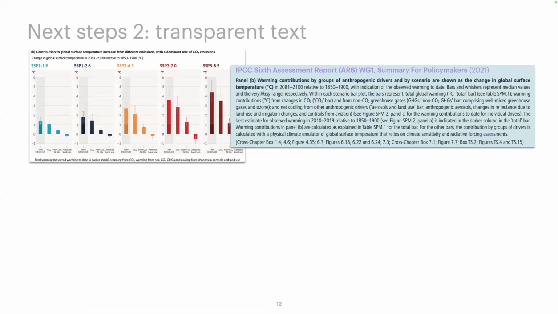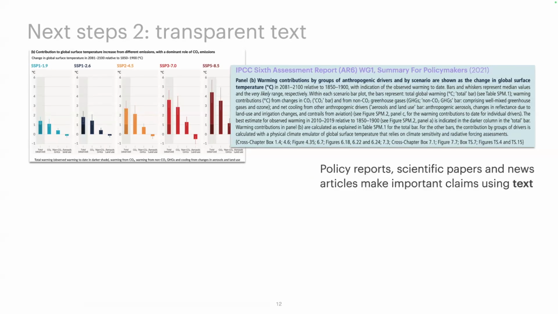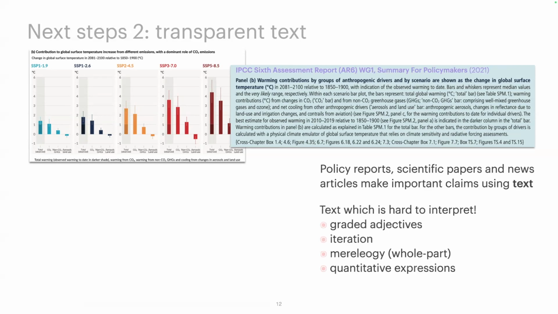So the second kind of project that we're working on at the moment is something that we call transparent text. The observation here is just that things like the IPCC report that I showed earlier, as well as scientific papers and news articles, make important scientific claims using text as well as figures and charts. And that text can be quite hard to interpret. We find things like graded adjectives, there's iteration, there are whole-part relations, there are semi-quantitative expressions all over the place.